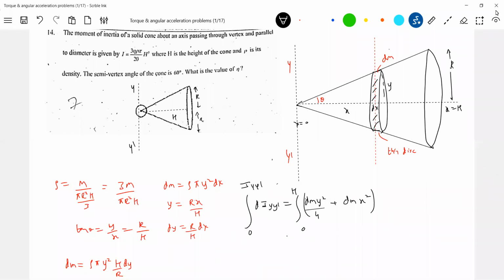Instead of a solid cone, he may ask you about a square pyramid. Then you are going to assume a thin square plate. The same idea is what you are going to implement here. For such a cone, do the calculation, and the answer will be 7. The question is asking the value of eta there, and 7 will come.